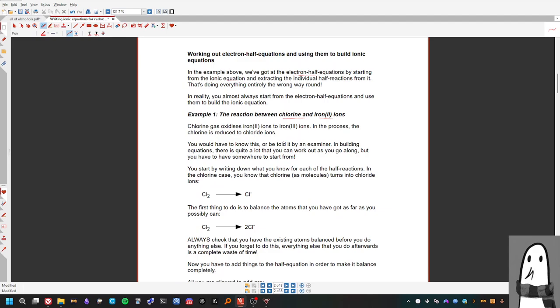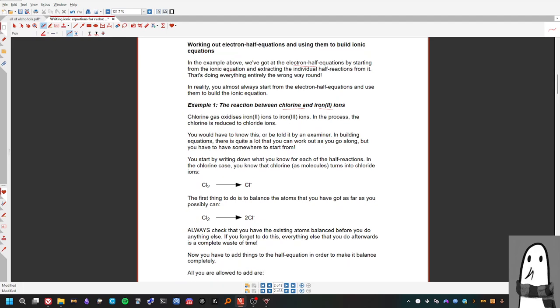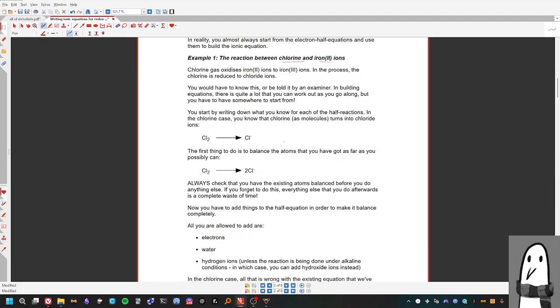You would have to know this or be told by an examiner. In building equations, there's quite a lot that you can work out as you go along, but you have to start from somewhere. So you can start by writing down what you know for each of the half equations. In the chlorine case, you know that chlorine molecules turn into chloride ions, so you can write Cl2 into Cl minus.